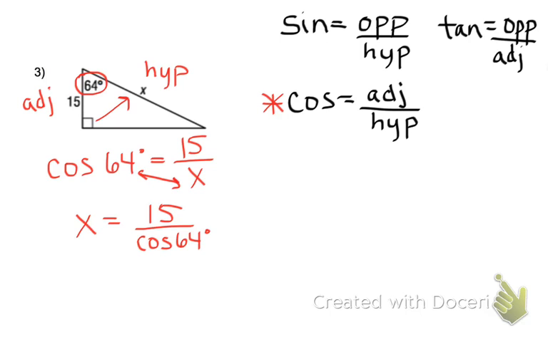I'm going to put that in my calculator. 15 divided by cosine of 64 degrees is 34.21. And I'm going to round that to the tenths place, so that's going to be 34.2.